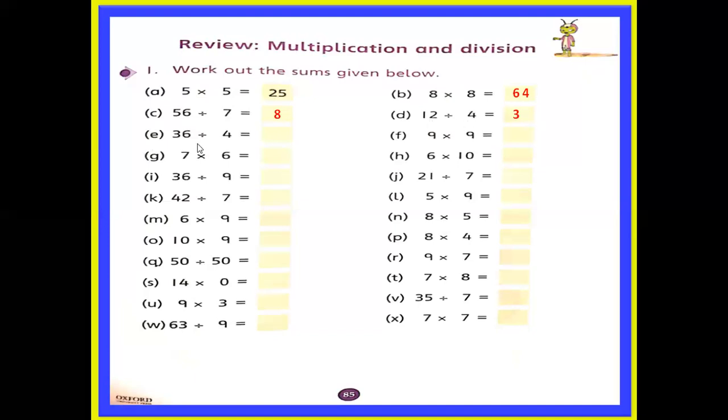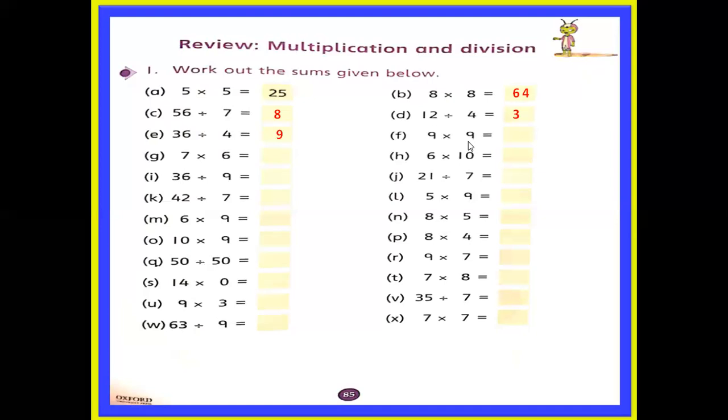E part, 36 divided by 4. 4 ones are 4, 4 twos are 8, 4 threes are 12, 4 fours are 16, 4 fives are 20, 4 sixes are 24, 4 sevens are 28, 4 eights are 32, 4 nines are 36. So 36 comes after multiplying 9 with 4. So our answer is 9.